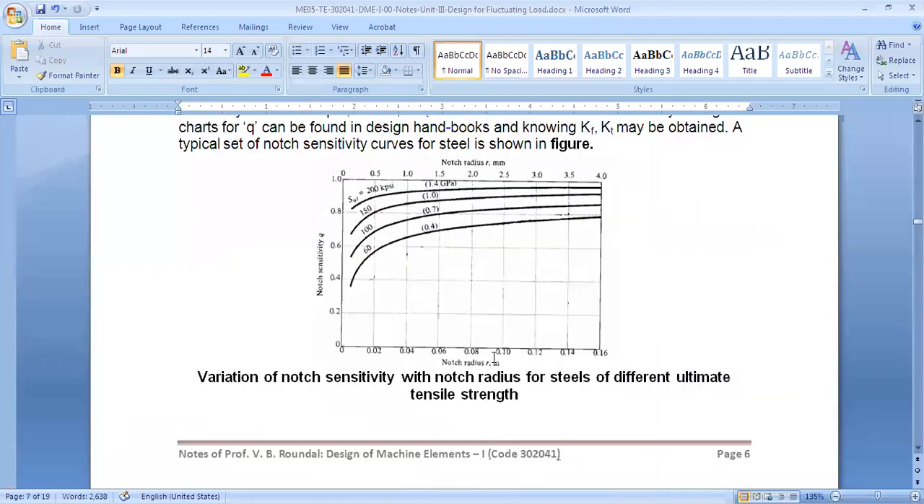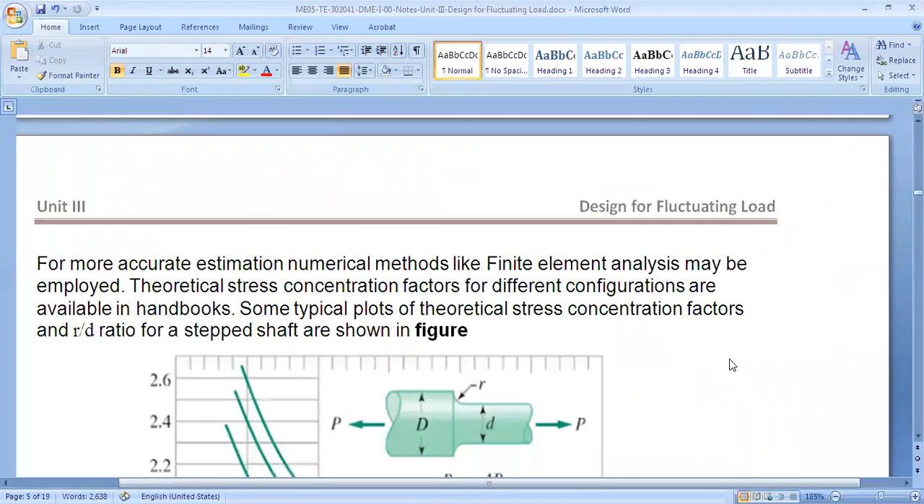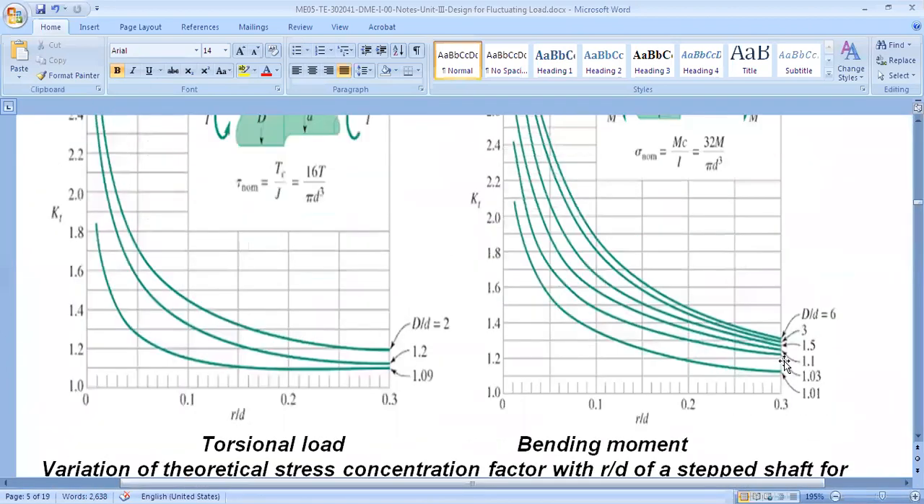So for 1.1 and 0.1, let's see. I'm just enlarging the graph. 1.1 means the third line, third from the bottom or fourth from the top. See this one, 1, 2, 3. Third line and 0.1. So it is around 1.6.